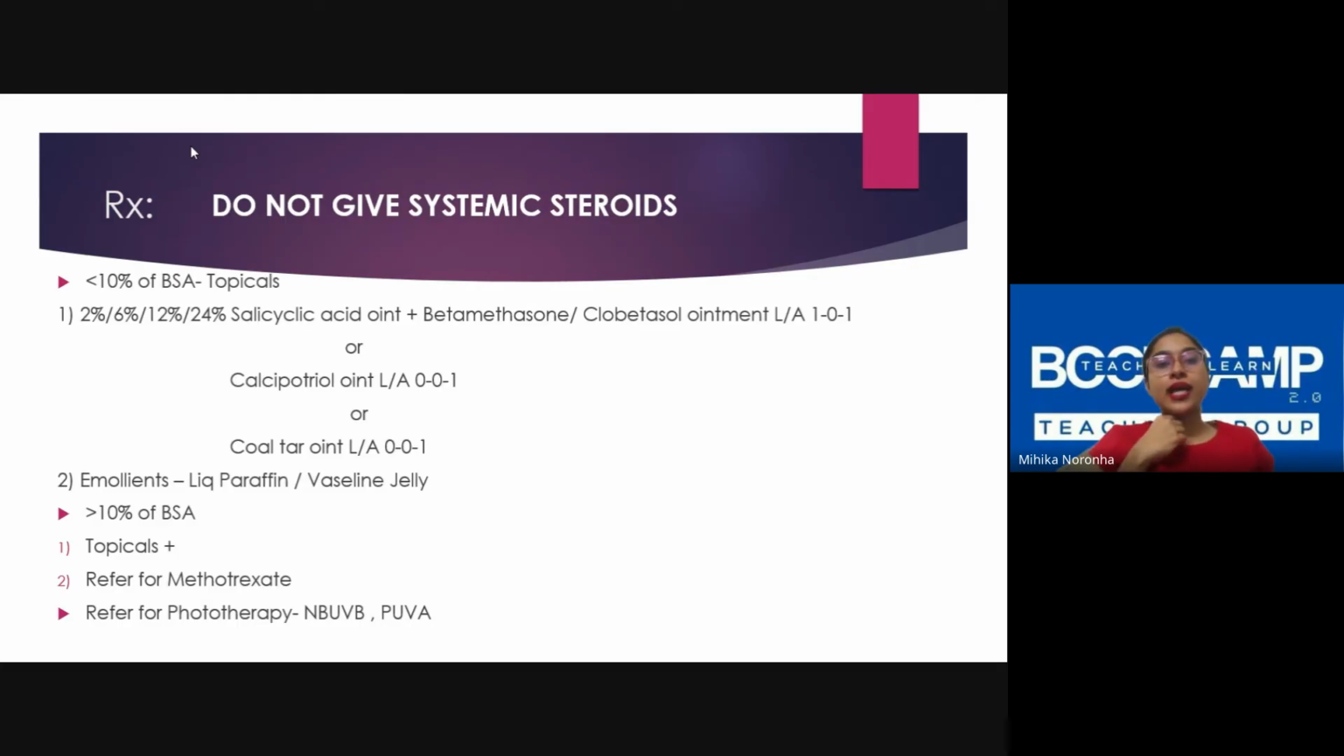Do not apply any salicylic acid or clobetasol over more than 10% body area. The systemic absorption is high. It can cause something called salicylism, which can affect the kidneys. So make sure the body surface area is low when you start these drugs.